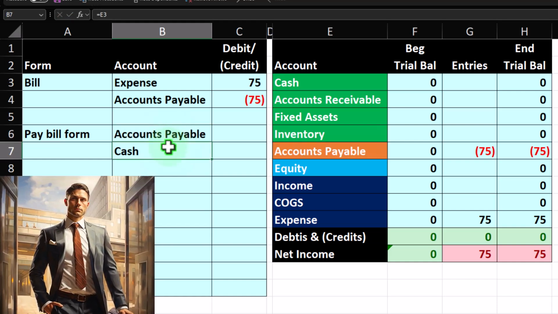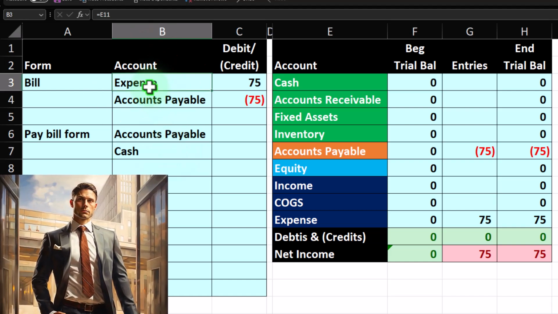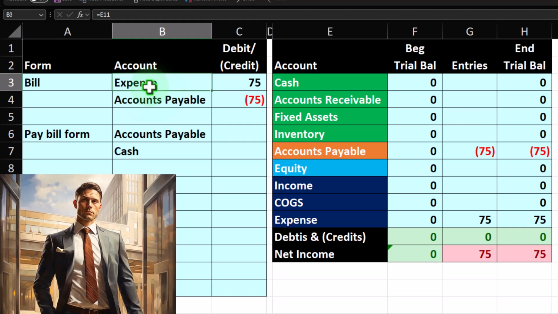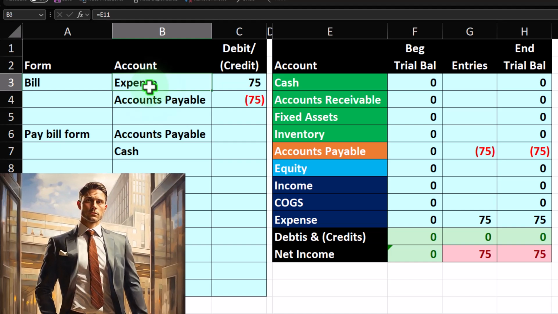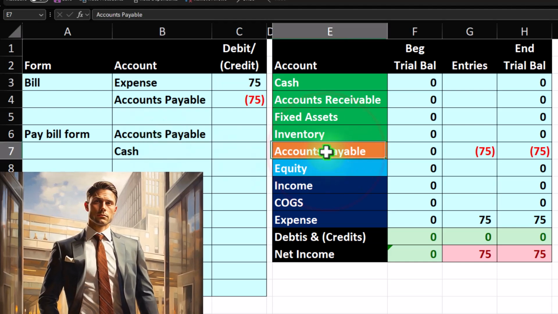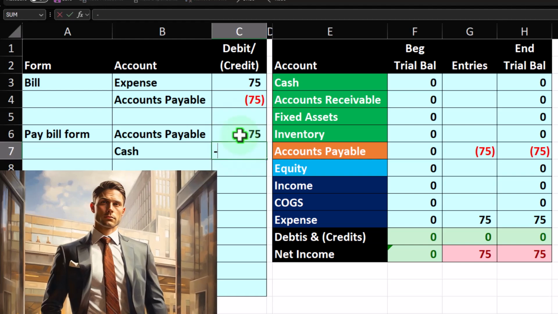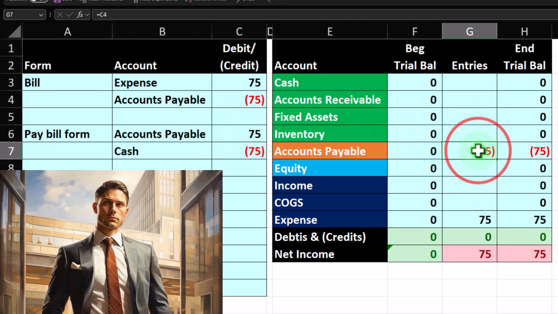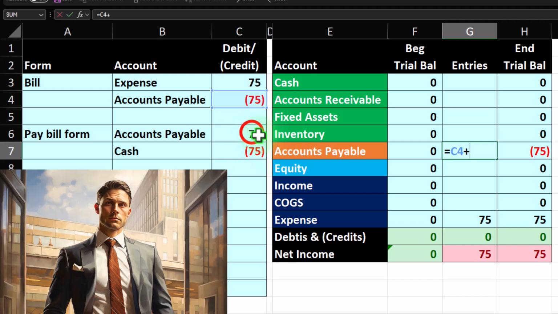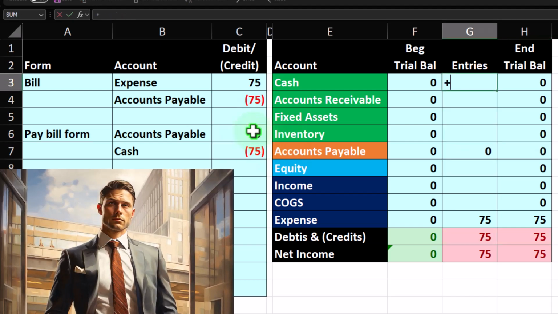Notice what's not happening. We don't have any income statement account. We already hit the income statement account when we entered the bill. So now we have to do the other side of the accrual transaction because this is an accrual account rather than a cash-based account. This will be 75. And what's going to happen, I'm going to double click on this one. The 75 is going to go back down to 0. And then cash is going to go down.